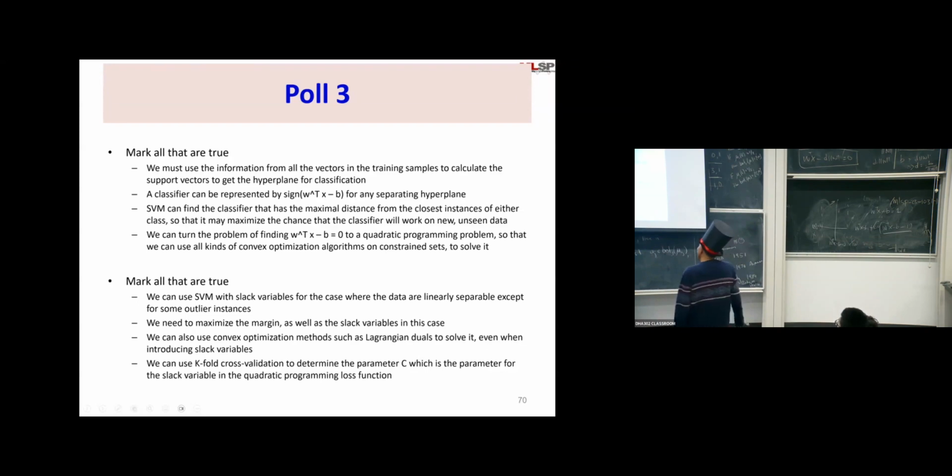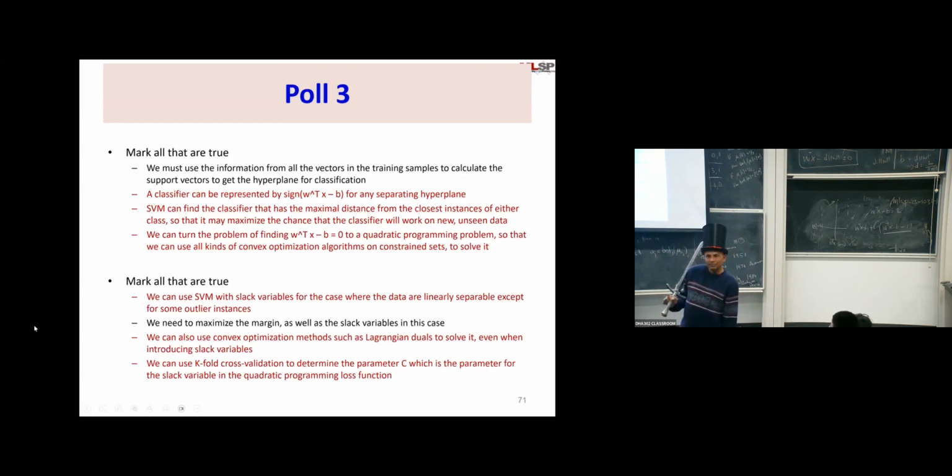Second case: we can use the SVM with slack variables for the case where the data are linearly separable except for some outlier instances, true or false. And we need to minimize the margin term as well as the slack variables. And we can use convex optimization methods such as Lagrangian dual. So we just saw we could, right? And we can only use K-fold cross validation.